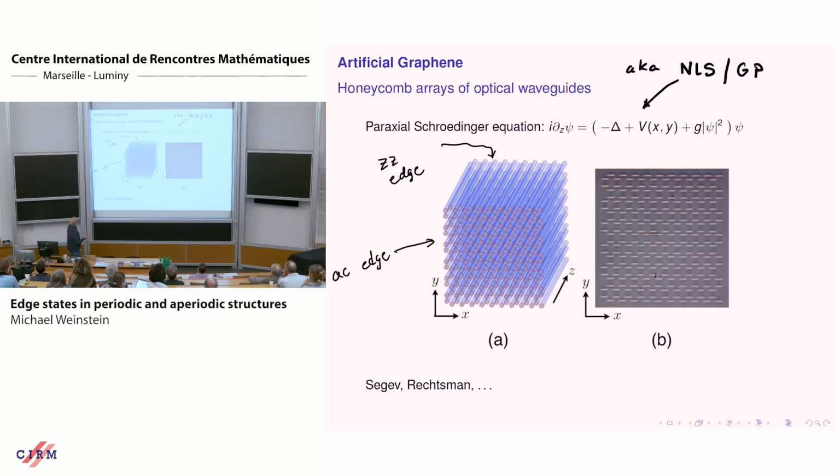Another example, just to show you, so we're not only interested in condensed matter examples, but more in what are sometimes called metamaterials. So here's an example of artificial graphene. In experiments beginning with Segev and Rechtsman and many others since, people have looked at honeycomb arrays of optical fibers. So now the Schrödinger equation, linear or even nonlinear, arises from the Helmholtz equation in the so-called paraxial regime.